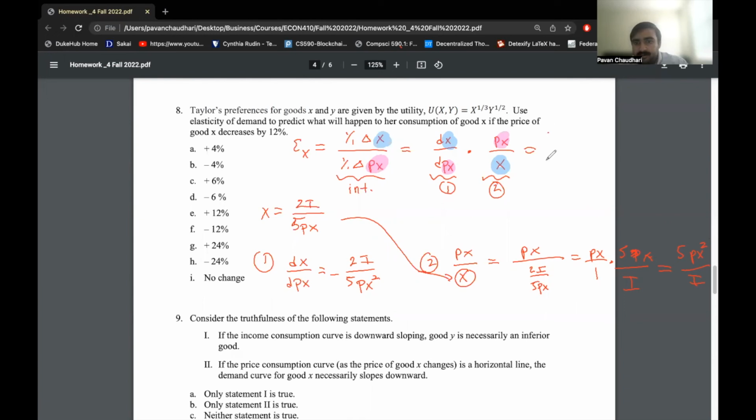So we're just going to multiply those, right? So negative 2i over 5px squared, and then 5px squared over 2i. We multiply these. The 2 i's cancel out. 5px squared, same on the top and bottom, cancel out. So we're left with negative 1. Okay, good. So we got the elasticity is equal to negative 1.